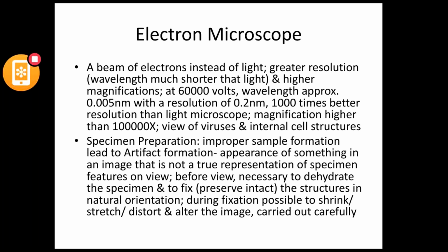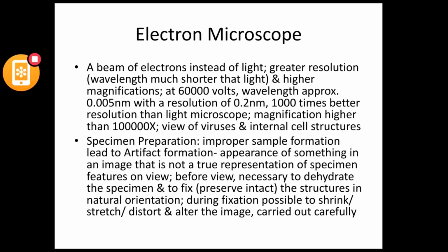So we were discussing the basic differences between a light microscope and an electron microscope. Sorry for the interruption. We are continuing. In a light microscope, the light source is the source of illumination, whereas in an electron microscope, a beam of electrons is the source of illumination. The electron microscope provides higher resolution and higher magnification than the light microscope. The magnification is more than 10 lakh times, whereas with a light microscope it is just 1000 times.